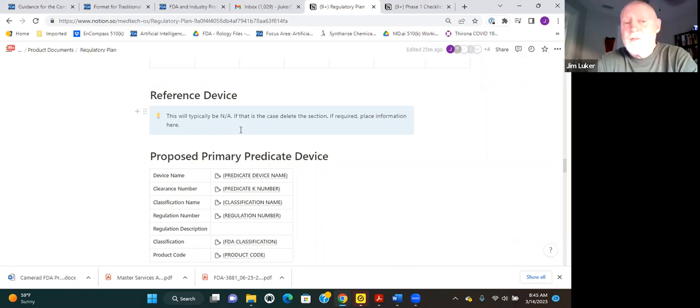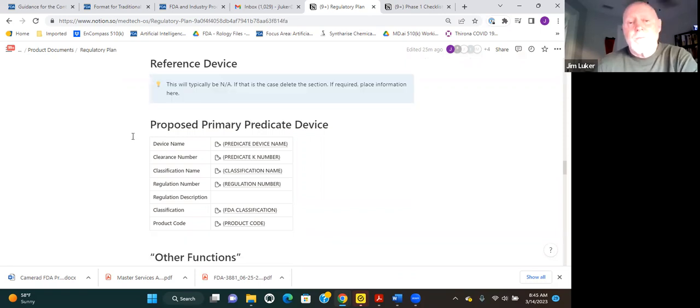Its intended use is not the same, so you couldn't use it as a predicate device. A reference device would say, okay, this coating was used in the body for long-term application. It was used on a different joint, so you can use that as a reference device. It's not super common to use a reference device, but it's a good thing to know that you can if you need to.